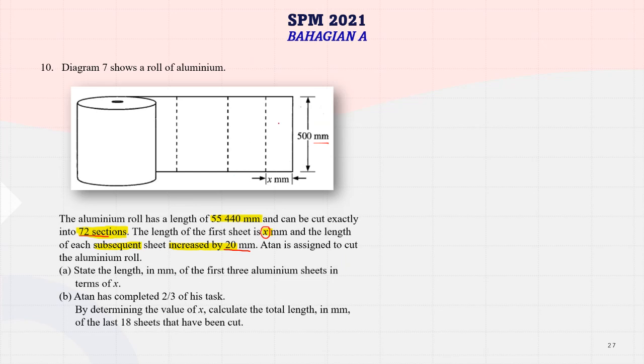Here this is the first, and this is the second one. For example, if this one is x, then this one will be x plus 20. And then the subsequent ones: every time we cut again, we must add another 20 to the previous one. So the third one will be x plus 20 and then plus 20 again, and we repeat the same thing until the 72nd section. The first question asks about this, and we know it is actually an arithmetic progression because the difference is the same.